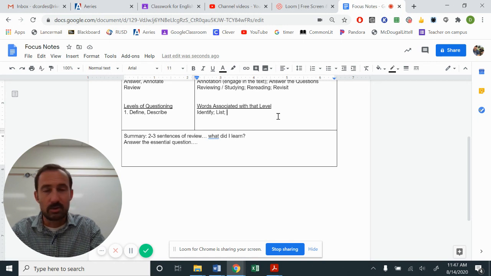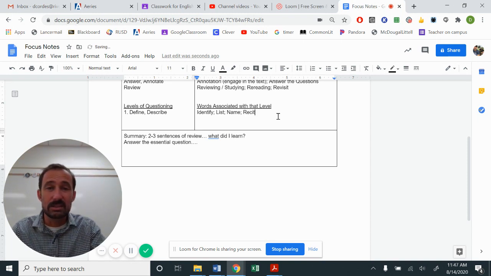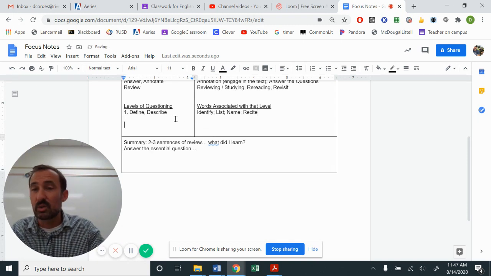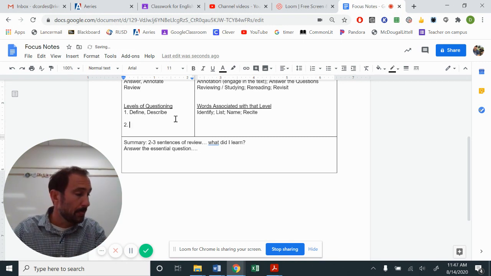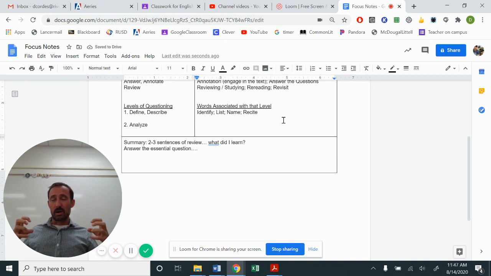This is where you would also name things. I'm looking over here at my notes, like recite. This is, again, a very, very basic level of questioning. Now, the second brings us to a little bit more in depth with our story. So for this one, this is where we essentially analyze. And to analyze something means that we pull it apart. So we figure out how it works, but we have to really critically think about what is going on.